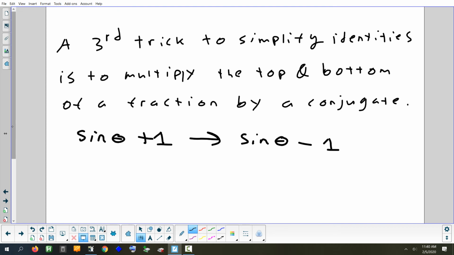It's going to be very obvious when you need to use this trick. You'll see. So now we've got 3 tricks. Try changing to sines and cosines. Try common denominators. Try multiplying top and bottom by the conjugate.